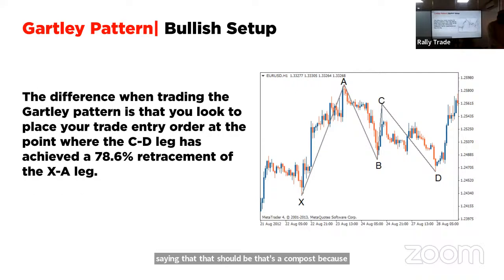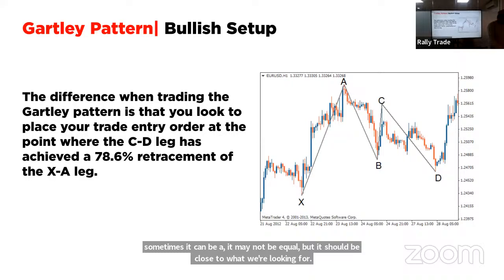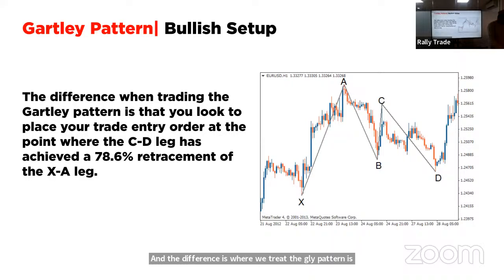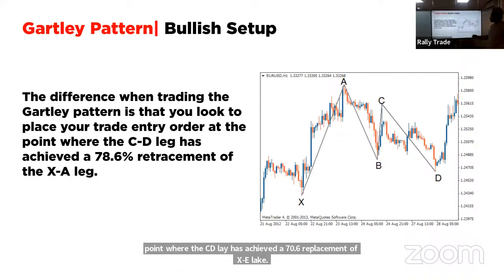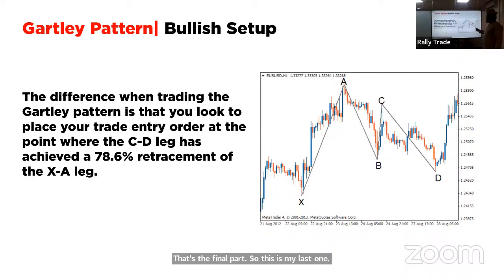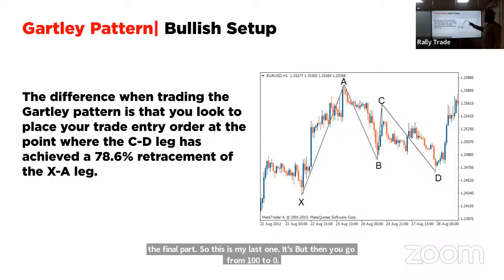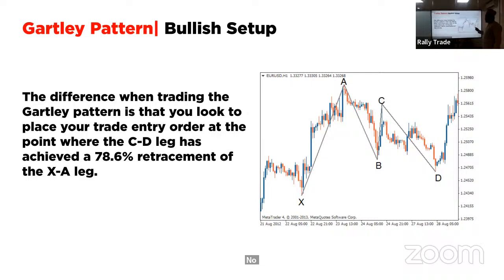The difference when trading the Gartley pattern is that you look to place your trade entry order at the point where the CD leg has achieved a 17.6% retracement of the XA leg. That's the final part. So this last one is as important in the strategy as the first one. By the time you draw from 100 to 0, from this level to this level, this should be 0, it should be 100. So coming back, it should be around 17 point something.